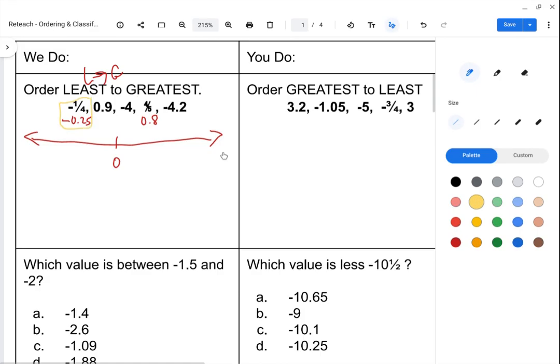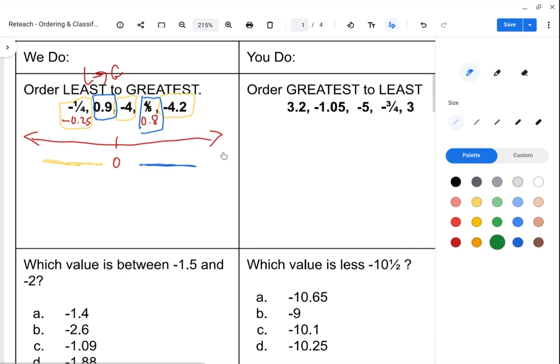Now I'm going to classify the negatives and the positives. So here's a negative, here's a negative, here's a negative. I know all of those numbers are going to be on this side. They're less than 0. Then I'm going to group the positives, 9/10 and 8/10. Those are both going to be on this side because they're bigger than 0. So now I can start plotting them.